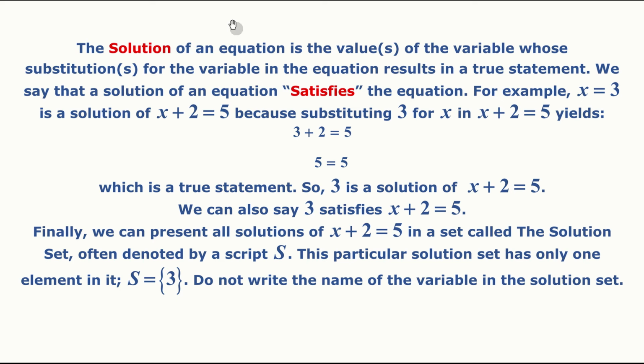Finally, we can present all solutions of x plus 2 equals 5 in a set called the solution set. We often denote that by the script S symbol. This particular solution set only has one element in it, and that's 3. So we just put S equals {3}, like so. We don't put the name of the variable in the solution set.